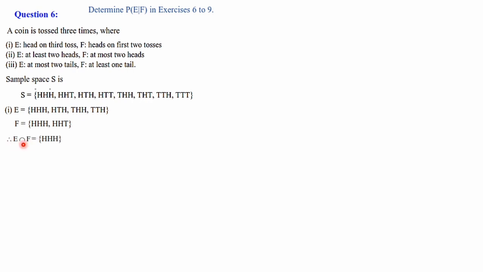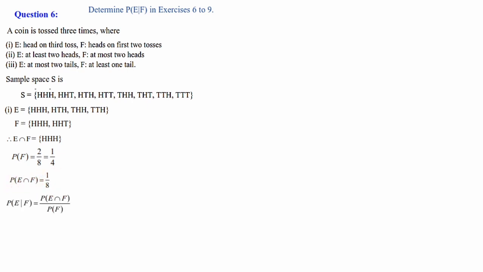So E intersection F, we have to calculate E and F common element. E and F common element is HHH. Then we have to go for finding the probability. P of F is equal to, there are 2 elements and in the sample space there are 8 elements. So 2 divided by 8, if you cancel 2 we will get 1 by 4. Then P of E intersection F: E intersection F is having 1 element and the sample space is having 8 elements. So 1 divided by 8, that is the probability of E intersection F.